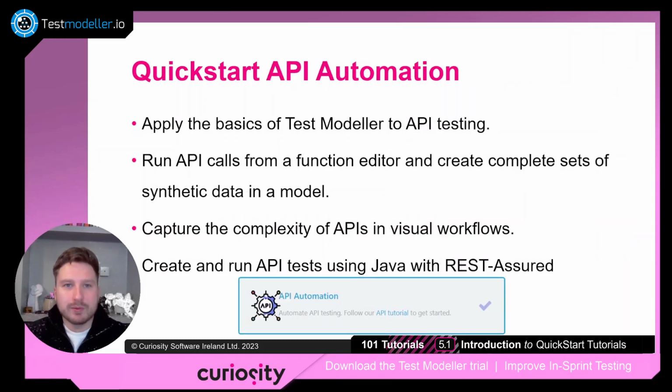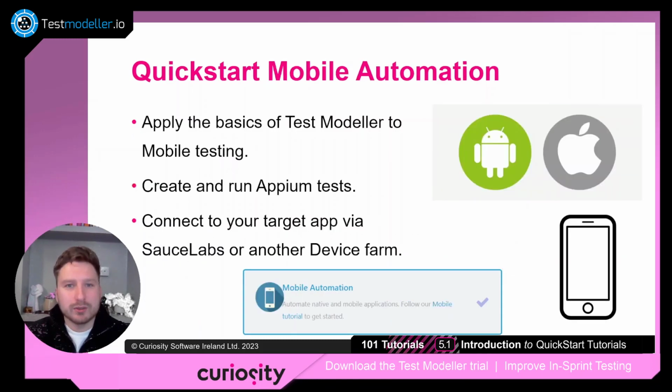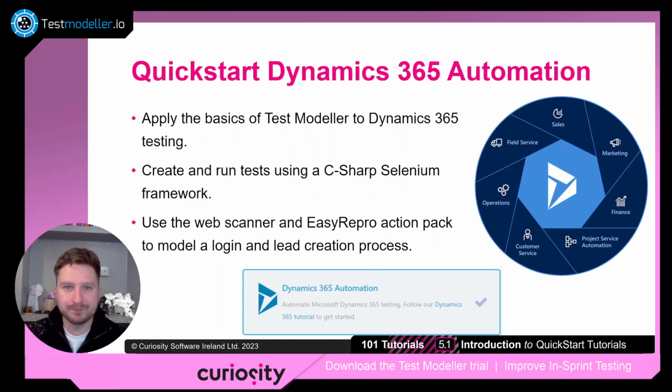Now, also available, we have a Quickstart API framework. This uses a Java with REST Assured automation framework and will basically allow you to construct complex sets of data and push that data into different APIs. We also have a mobile automation tutorial. This uses an Appium library, and you can connect your target app using Sauce Labs or another device farm.